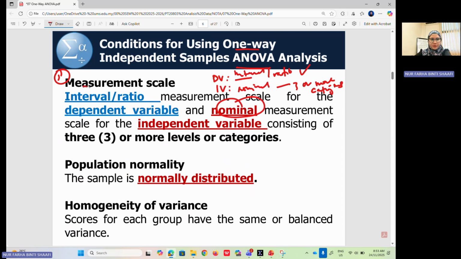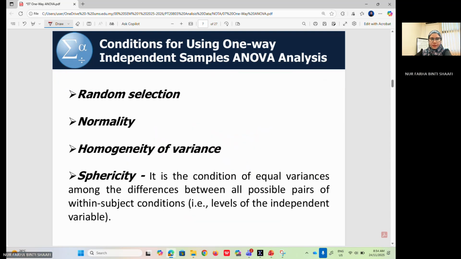Other than the first point, measurement scale, the second condition is that you should focus on population normality. Whatever analysis that we have learned here should be normally distributed. The third one is homogeneity of variance. So out of these 3, you should be able to identify at least 2 conditions under this one-way ANOVA. All right.